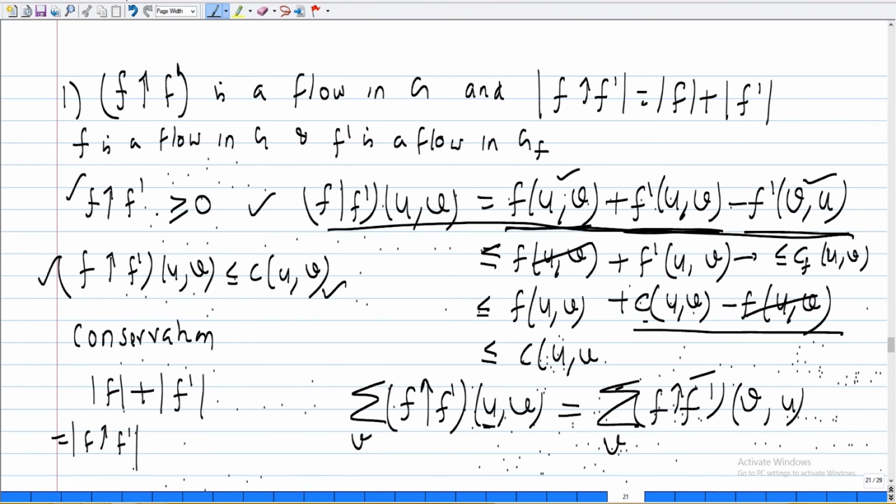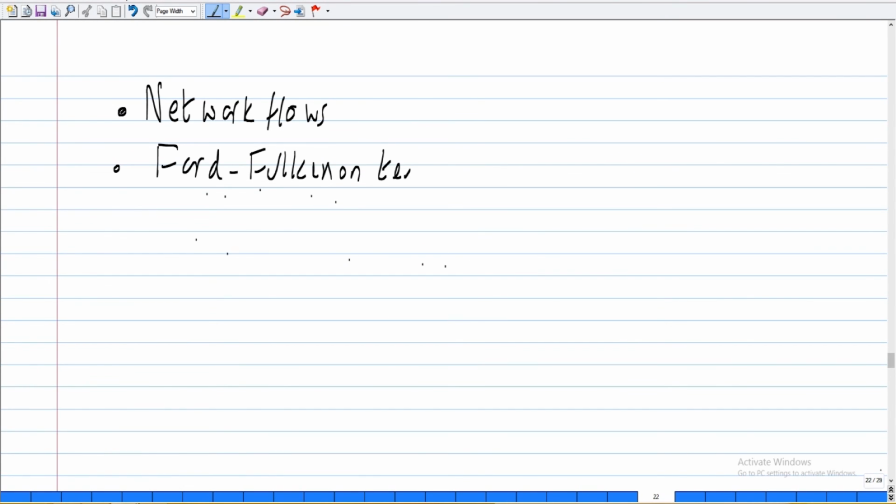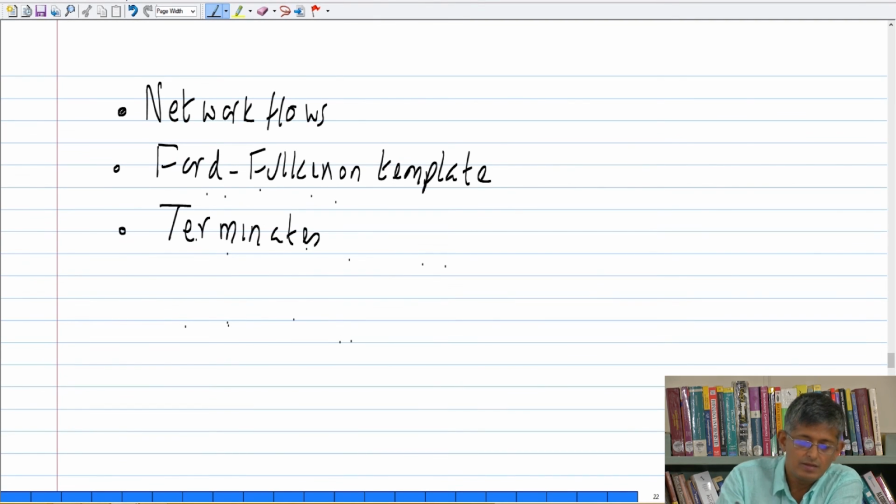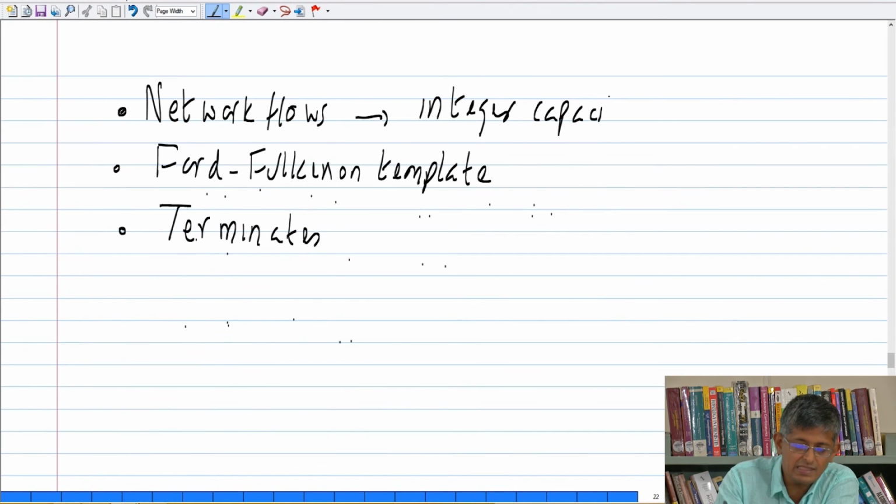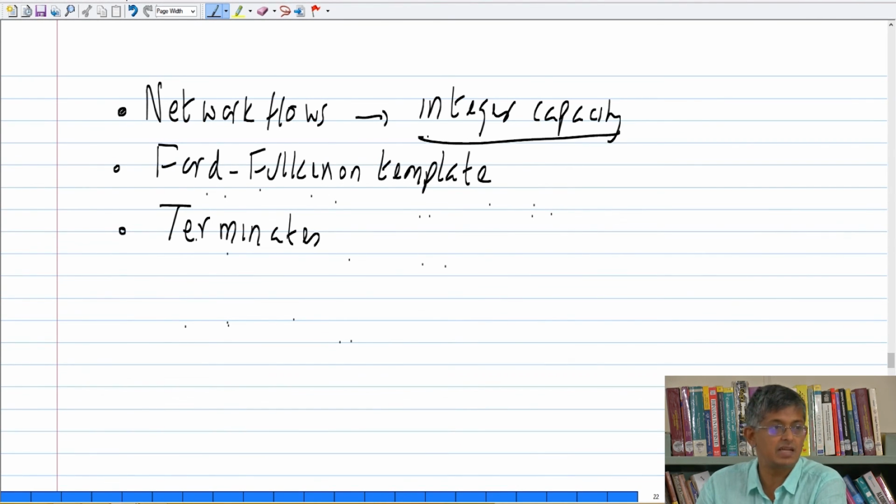I will just stop here and let me just summarize. We defined network flows. We looked at the Ford-Fulkerson template. We argued that it terminates for integer capacities. Keep this in mind when you read a standard textbook like Cormen-Leiserson, you will see that the capacities can be real numbers, for which the Ford-Fulkerson algorithm will not terminate.